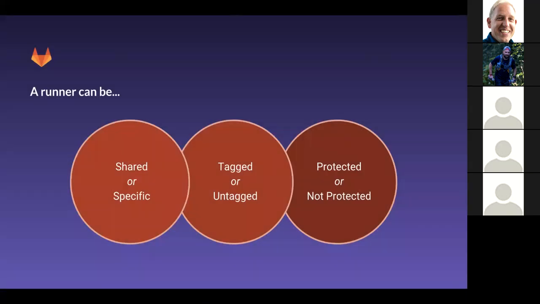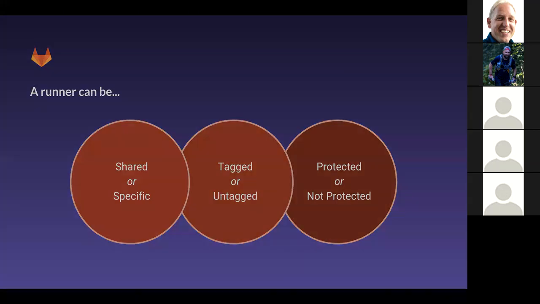To dig into the architecture a little bit more, there are 3 properties that are important to understand about a runner when we're talking about what jobs are going to run on what runner. Basically, a runner can be a shared or specific runner, it can be a tagged or an untagged runner, and it can be a protected or a not protected runner. We're going to dive into each of those and what their implications are.